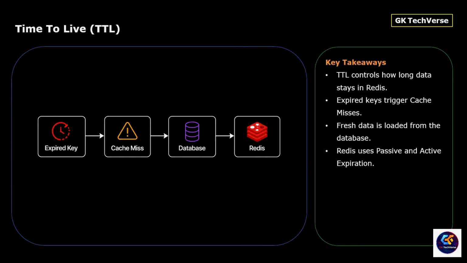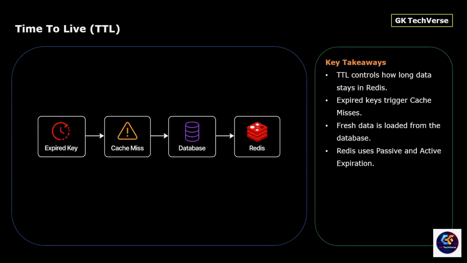A longer TTL reduces database traffic but increases the possibility of stale data. A shorter TTL keeps the data fresher but increases database access. Choosing the right TTL depends on how frequently the data changes.